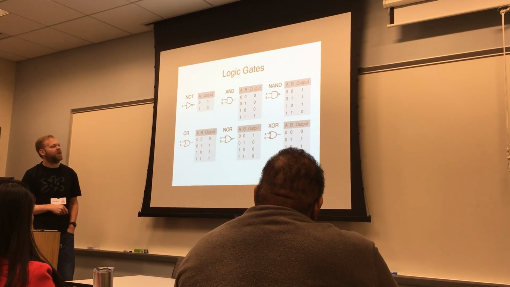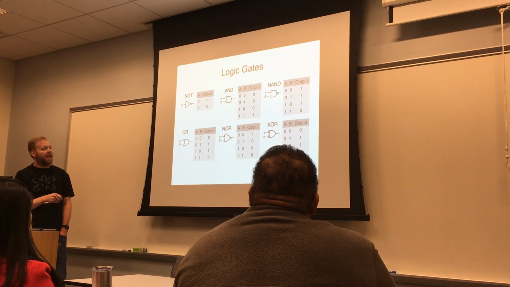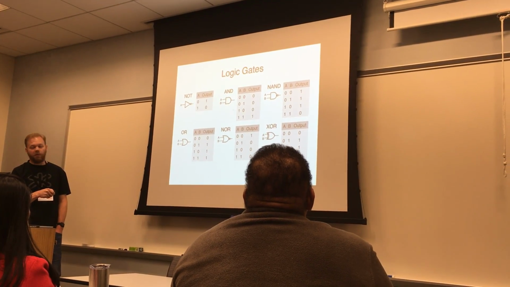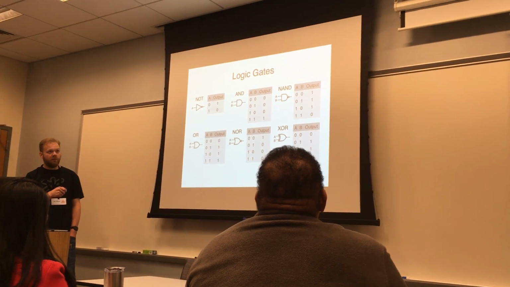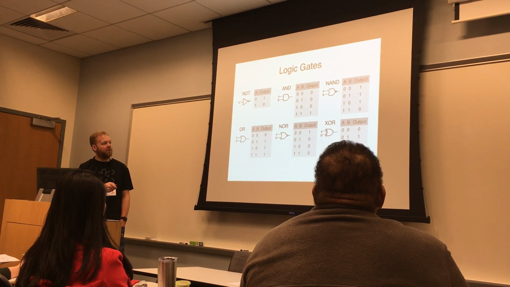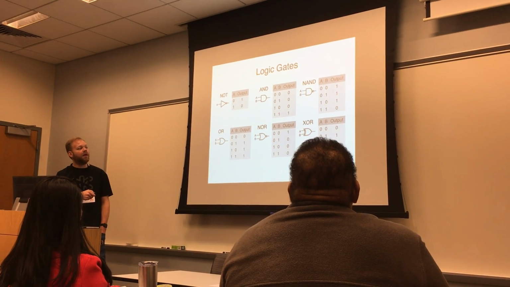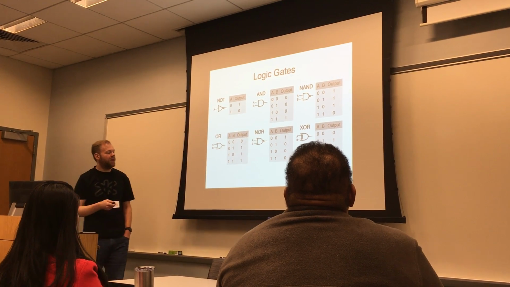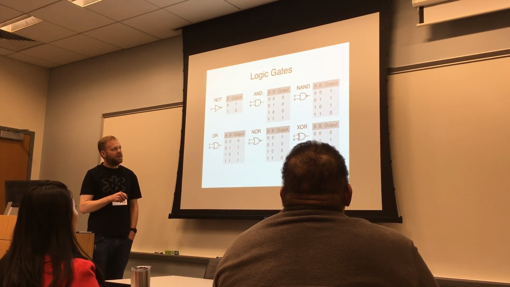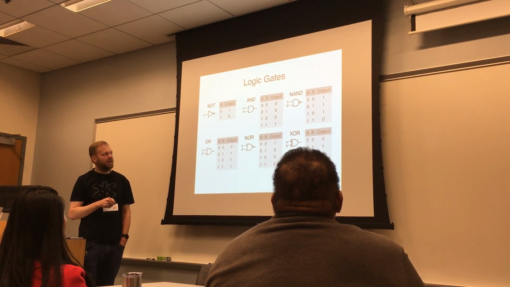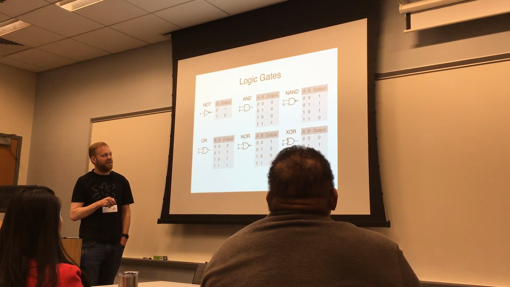So, with that in mind, A and B: if A is false and B is false, the output is false. If one of them is true, false and true is not true, that's still false. So the output is false here, but true and true, the output is true. It works the same way it works in English. This one is the important one for today. This is a not AND gate, NAND for short. I'll be saying that word a lot.